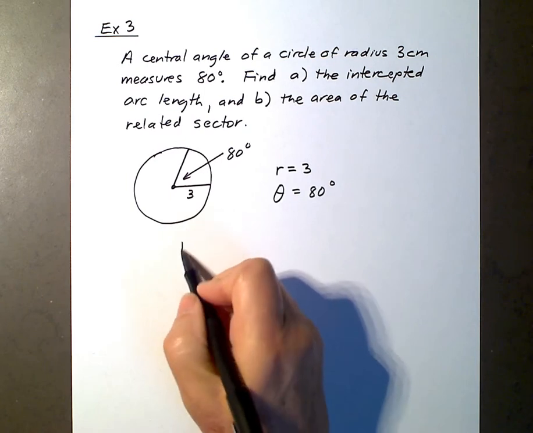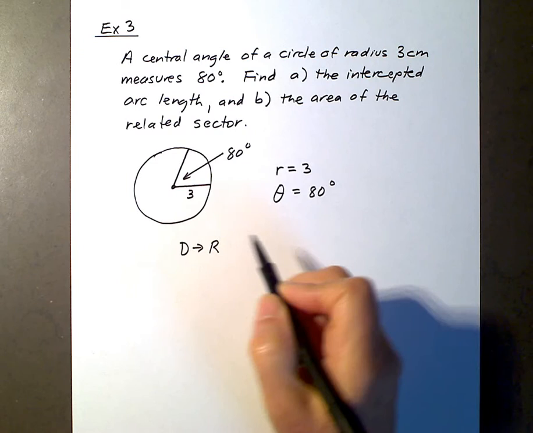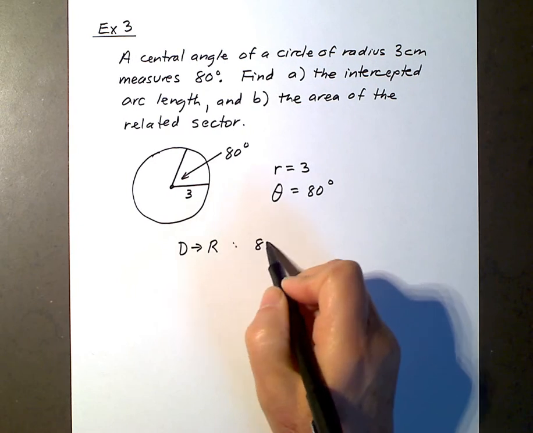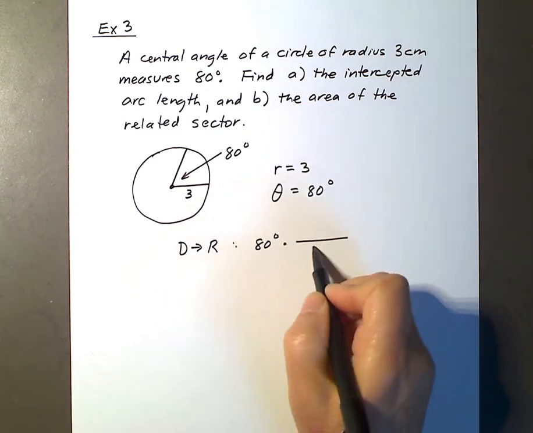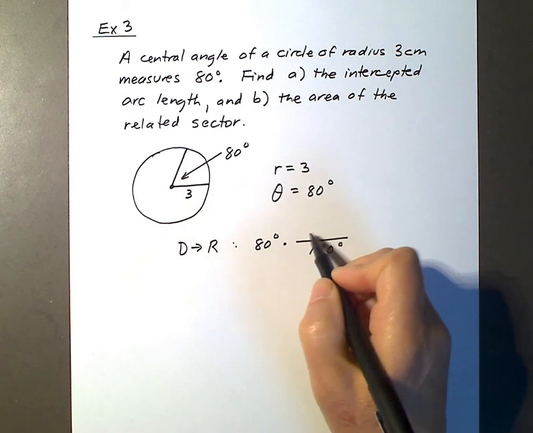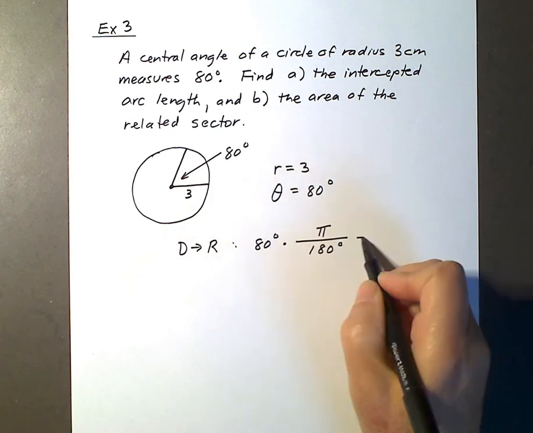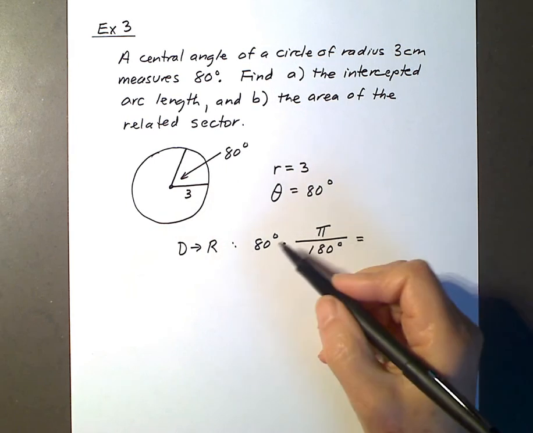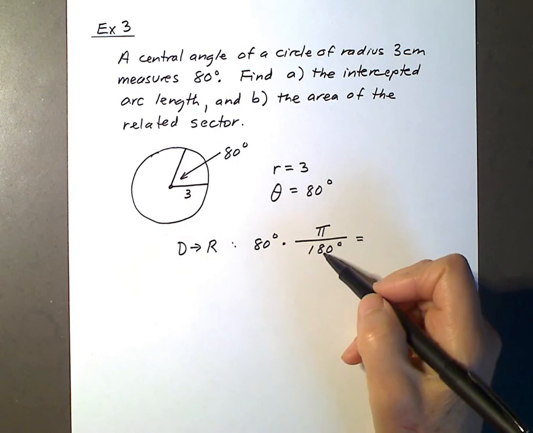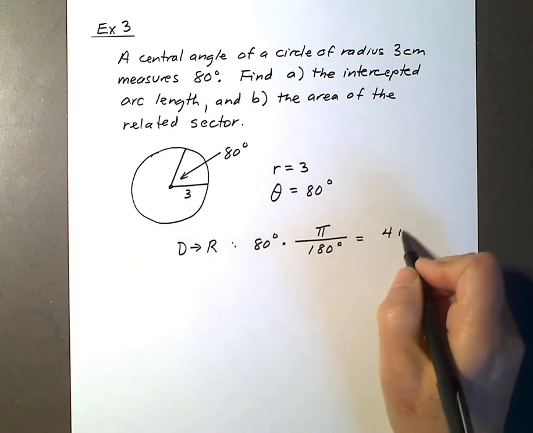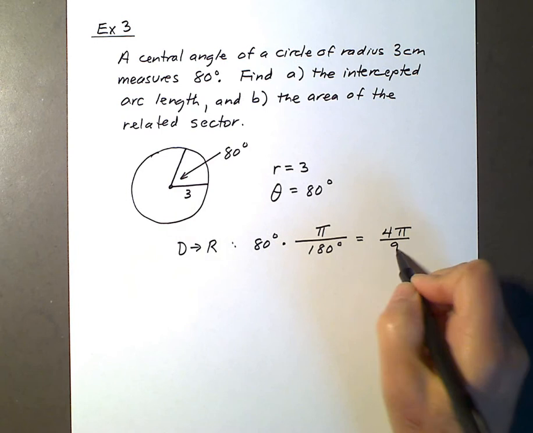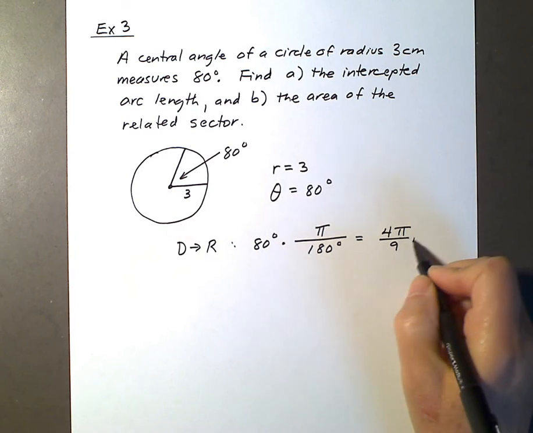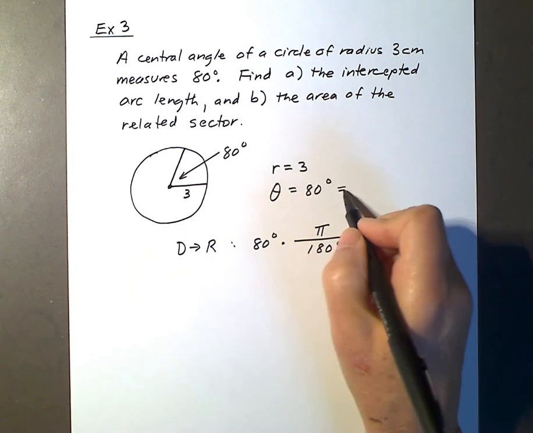To convert degrees to radians, I would take the 80 degrees times pi over 180, so that degrees cancel and I end up in radians. So 80 over 180, this is 4 twenties and this is 9 twenties, so this is 4/9 pi, or 4 pi over 9 radians. I'm going to add that here.